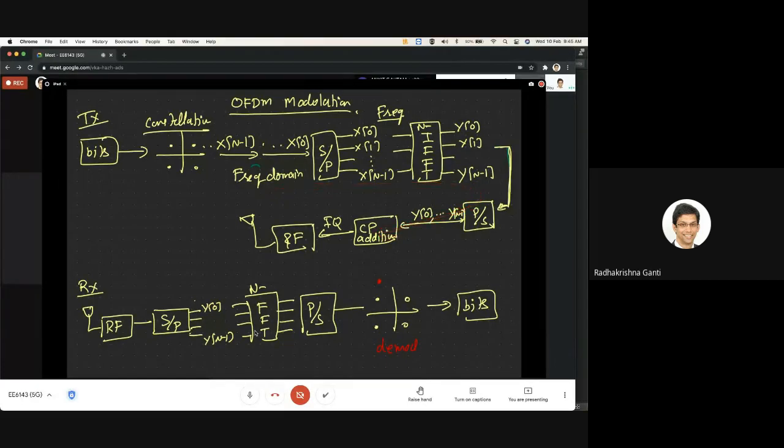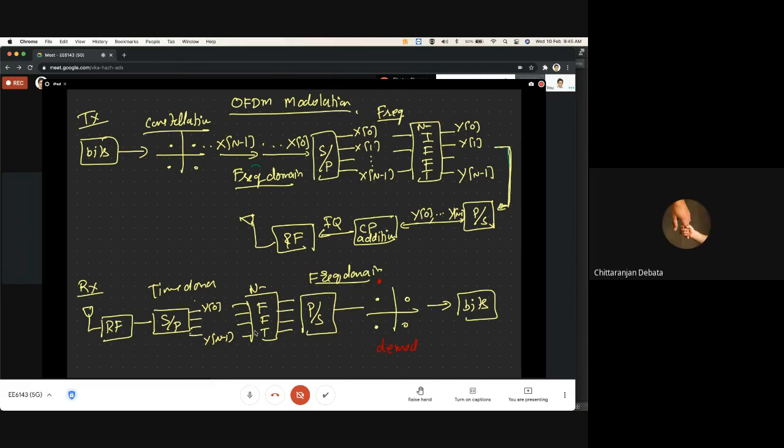On the receiver it is the opposite. You get your time domain signals and you do an FFT to convert them into the frequency domain, and you demodulate the information in the frequency domain. This is a little different from what we have learned before, where the information was modulated in the time domain. Rather than that, you modulate information in the frequency domain. The information is there in your bits and the constellation points.